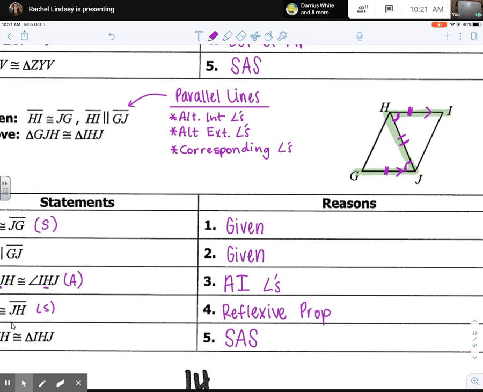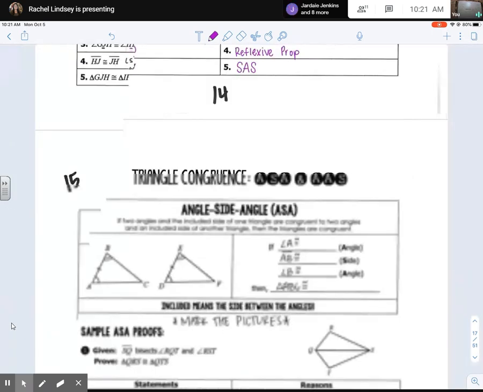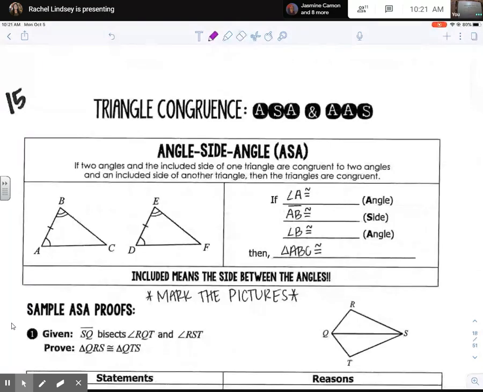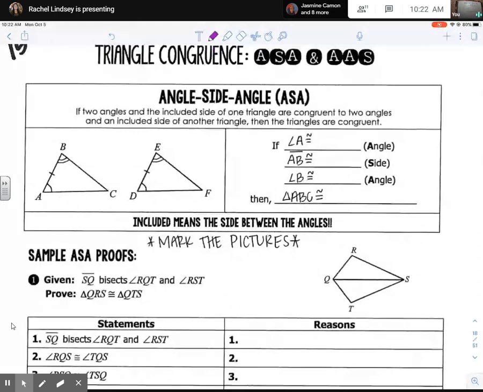Okay, page 15. Now we're looking at angle, angle, side proofs. So, in order to do that, you have to have two angles and then include a side for angle, side, angle. So, if angle A is congruent to angle D, side AB is congruent to side DE, and angle B is congruent to angle E, then triangle ABC is congruent to triangle DEF by angle, side, angle.